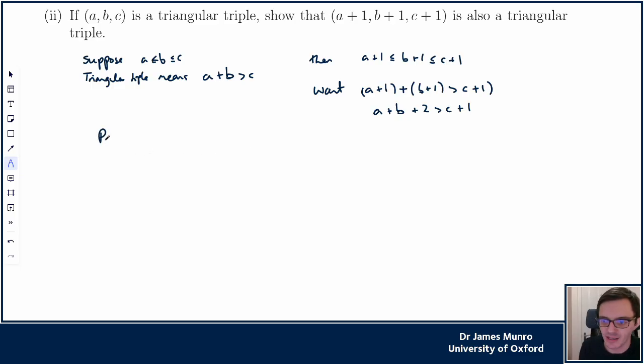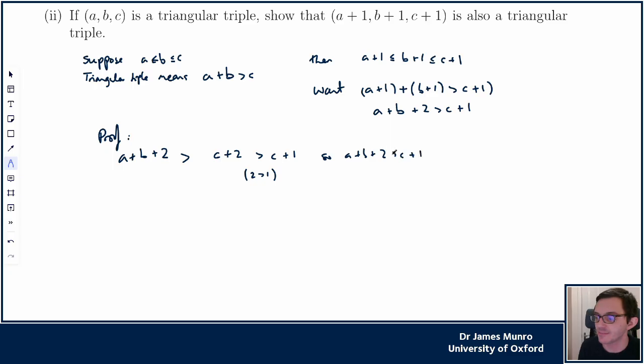The proof is going to be like this. A plus B plus 2 is bigger than C plus 2 by the fact that we know already. And that's bigger than C plus 1 just because 2 is bigger than 1. Which is the thing that we wanted over here. So A plus B plus 2 is bigger than C plus 1. Okay, so very neat, it's not very much to write down, but if A is less than or equal to B is less than or equal to C, then you can go from this triangle triple ABC to A plus 1, B plus 1, C plus 1.